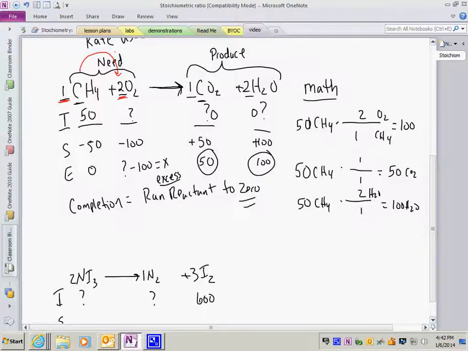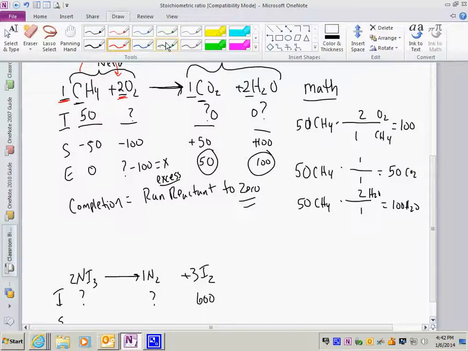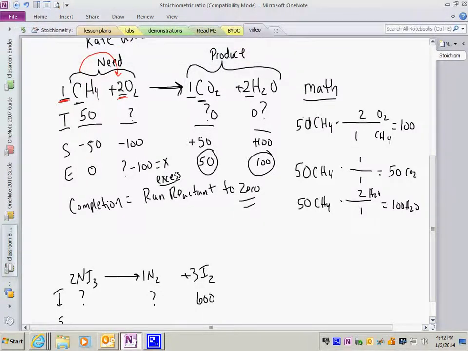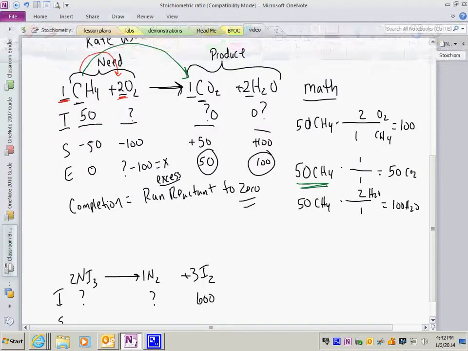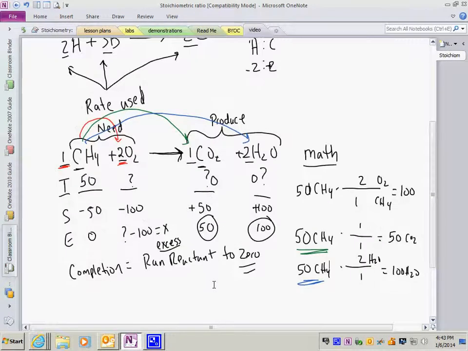So this very first calculation, let's go with this color. This one was this calculation. Then I did another calculation from here to here. That was this calculation. And then I went from here to here, and that was my final calculation. Keep in mind that the stoichiometric ratio locks everything together.